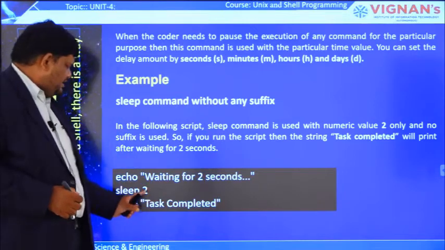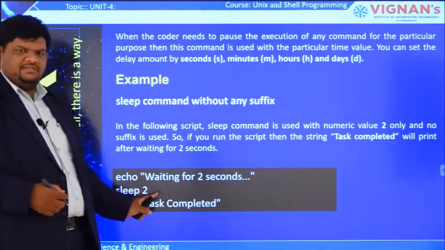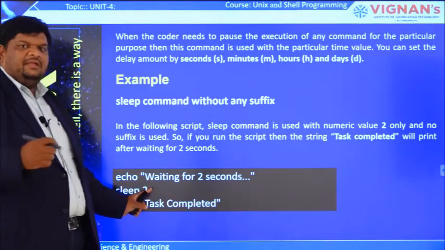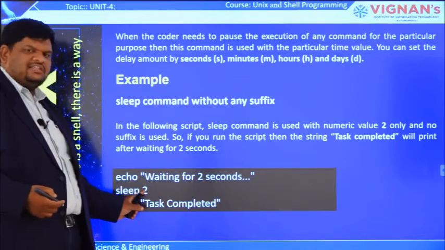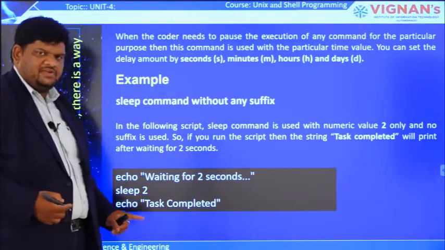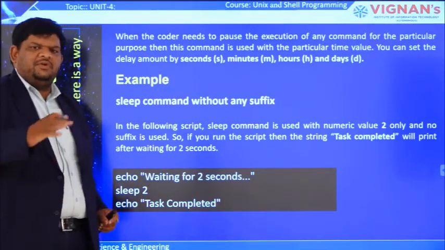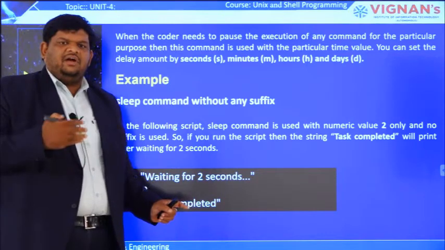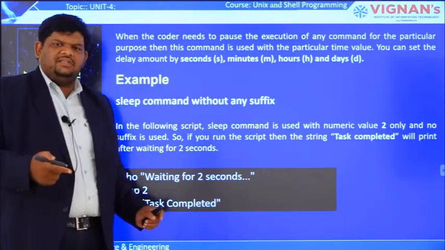Once again, if we are not providing any suffix, it indicates seconds. Whatever number you provide, it is treated as seconds. If I give sleep space 10, then the shell treats it as sleep 10 seconds at the time of execution. Based on the requirement, if I want to pause the current session not for seconds but for minutes or hours, then we have to include the suffix.